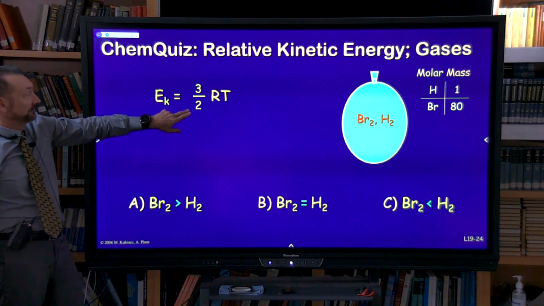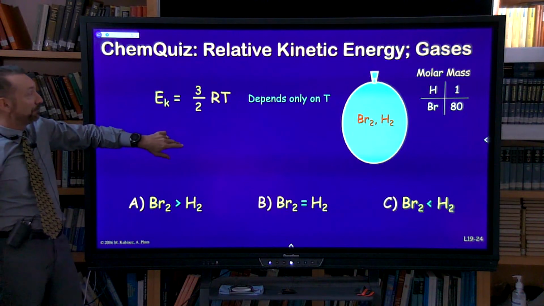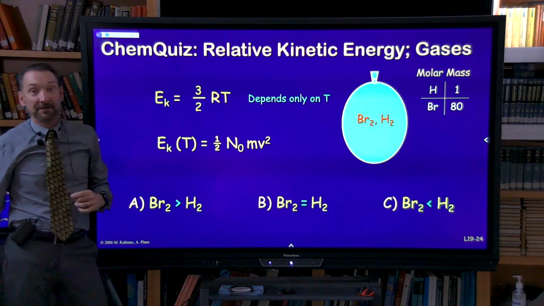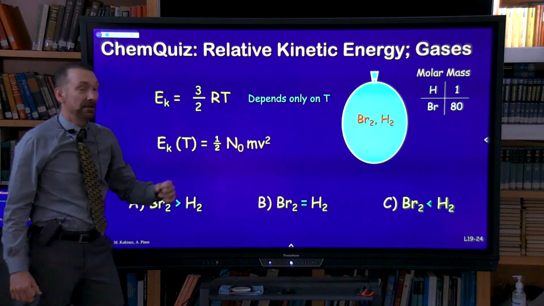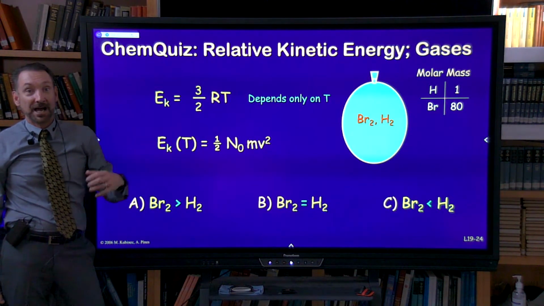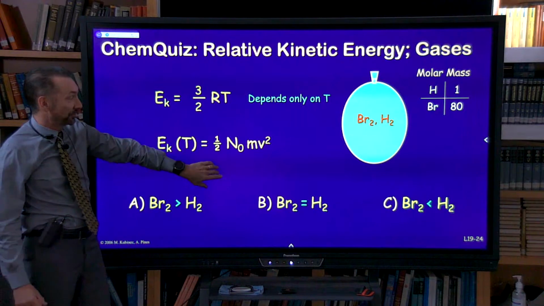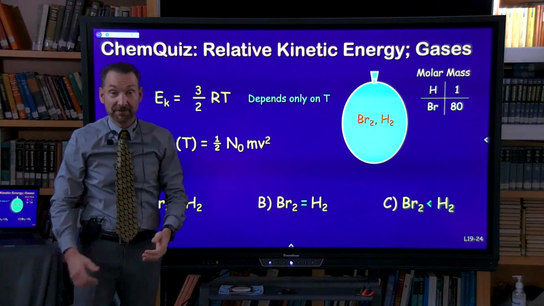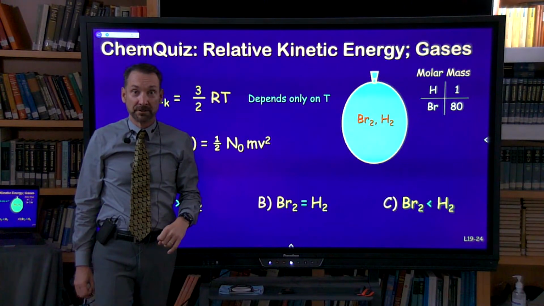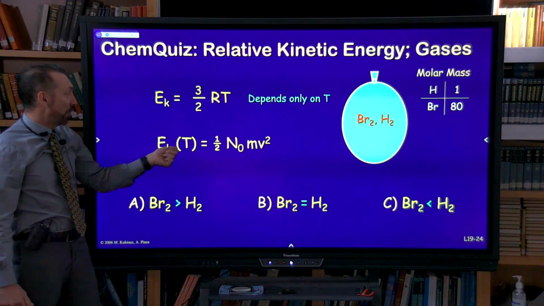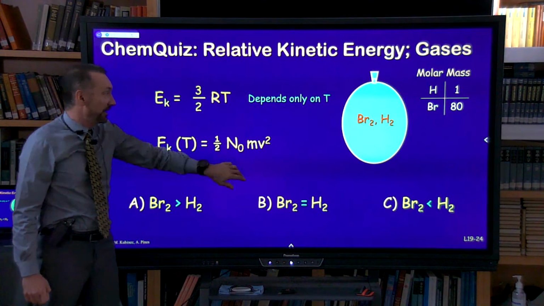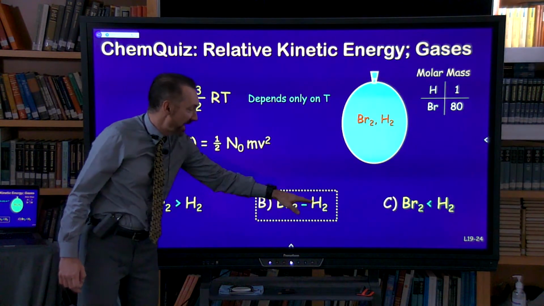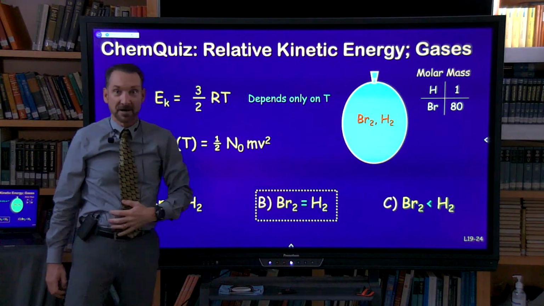But if they both have the same energy, that only depends on temperature, so both of them have the same average kinetic energy. The energies of the particles are the same. The kinetic energies of the particles are the same averaged over all the particles. This is the molar kinetic energy. It's the mean squared velocities. The kinetic energies of those two gases are the same.